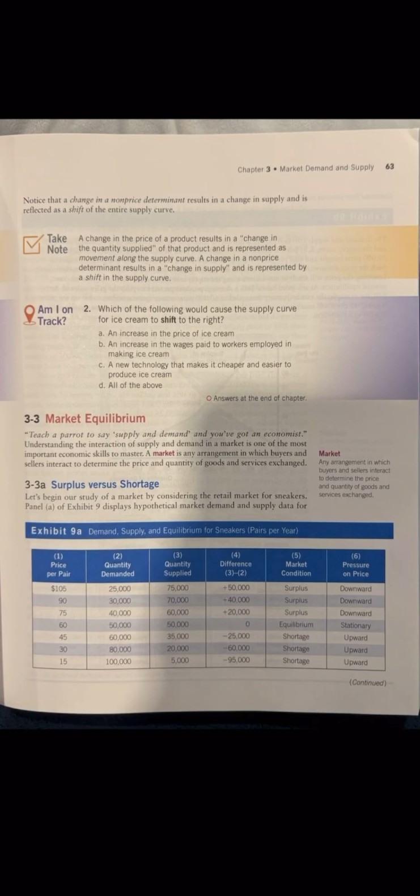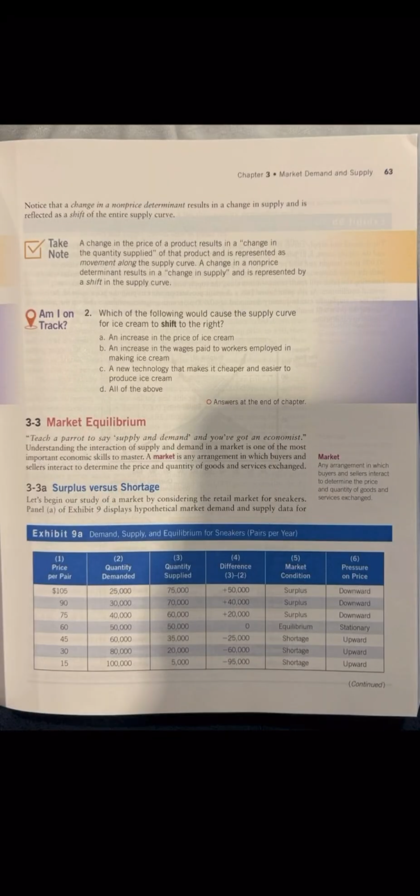3-3A Surplus versus shortage. Let's begin a study of a market by considering the retail market for sneakers. Panel A of Exhibit 9 displays hypothetical market demand and supply data for sneakers. Notice in column 1 that the price serves as a common variable for both supply and demand relationships. Columns 2 and 3 list the quantity demanded and the quantity supplied for pairs of sneakers per year. These numbers, when plotted on a graph, form the demand and supply curves seen in panel B.